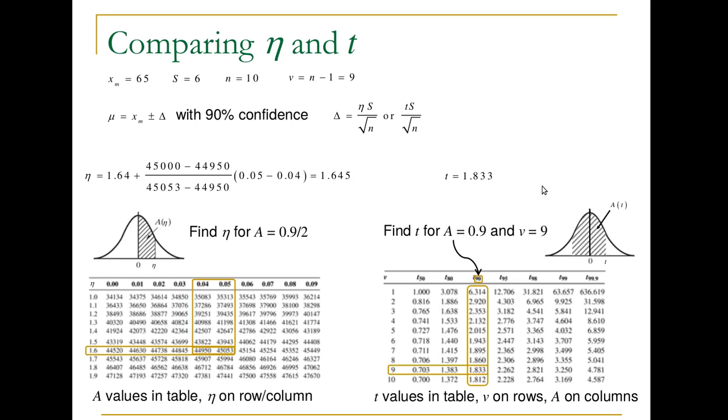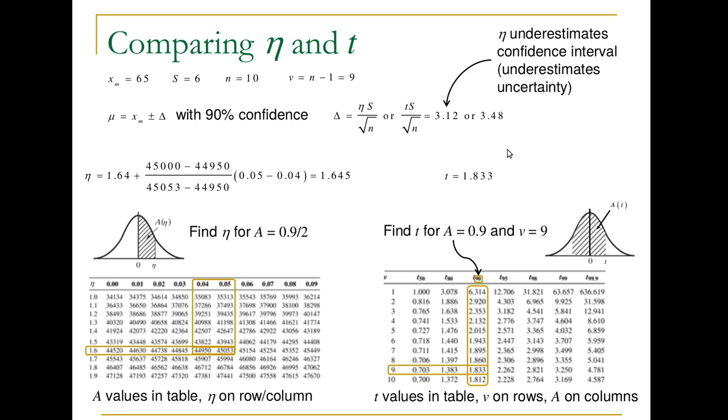Now, let's see the effect of these different values. Our delta, if we're using the standard normal distribution, is 3.12, and if we're using student's t distribution, we have 3.48. So for small sample sizes, eta underestimates the uncertainty.